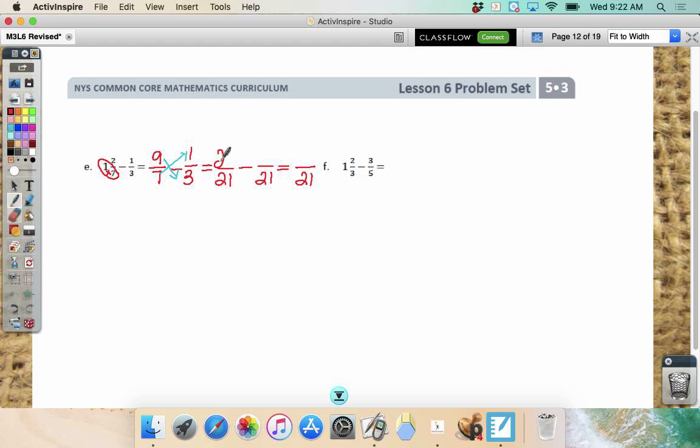So this is 27 minus 7. Oh, look at that. It's simple. It's always one less.